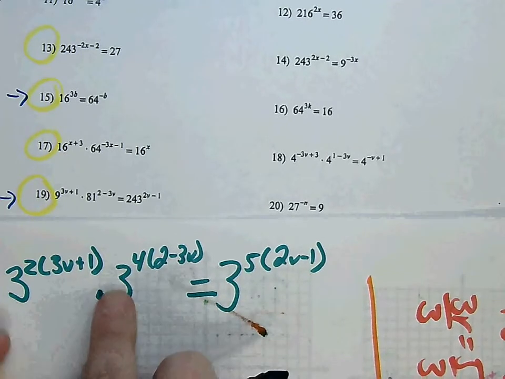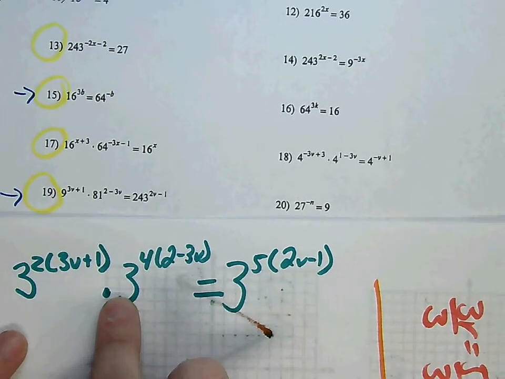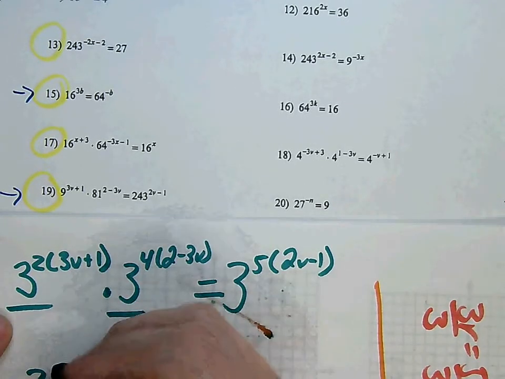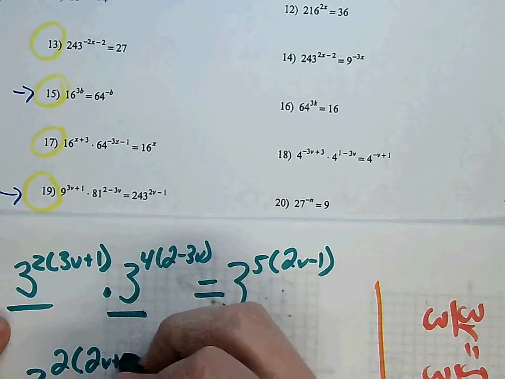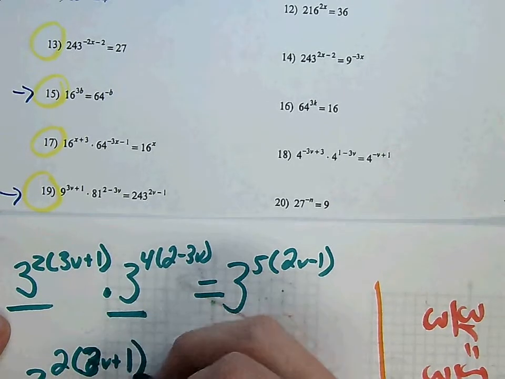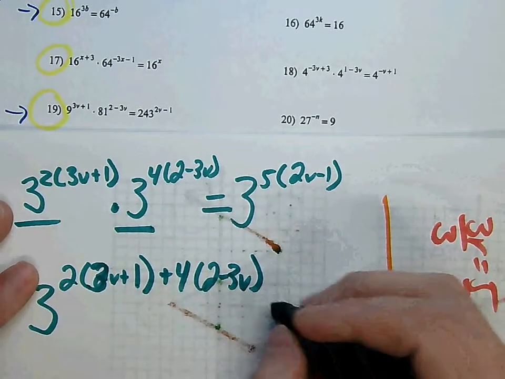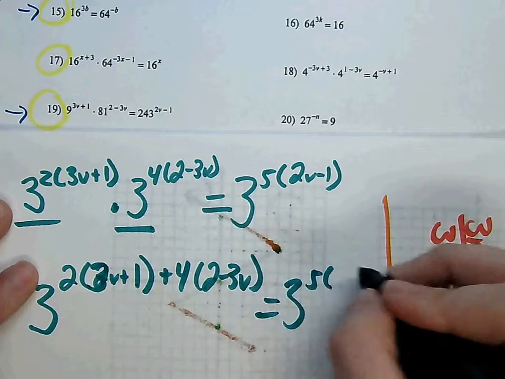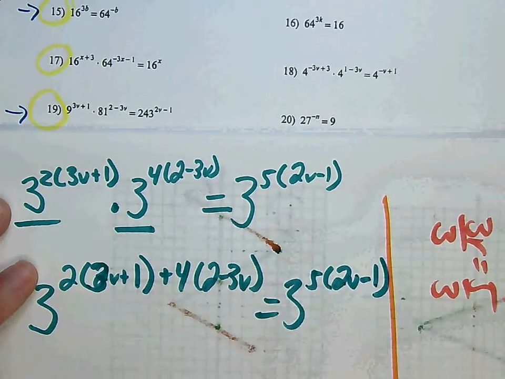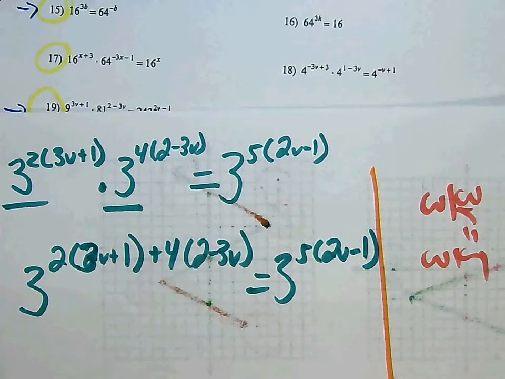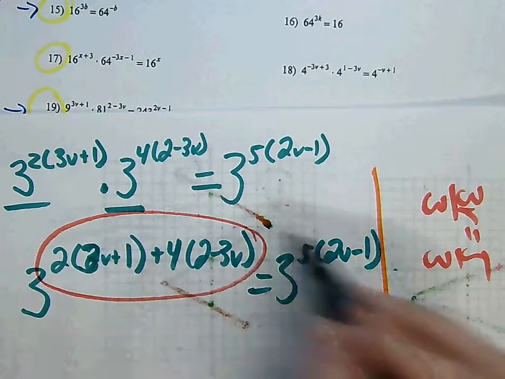So, what is the rule that says when I'm multiplying and I have the same base, what can I do? I'm going to add. So I'm going to rewrite that as 3 to the 3v plus 1, plus 2 minus 3v, equals 3 to the 5, 2v minus 1. Boy, that thing is ugly. But now that I have one base on each side, what can I do? Drop the base. We're going to set this equal to that.